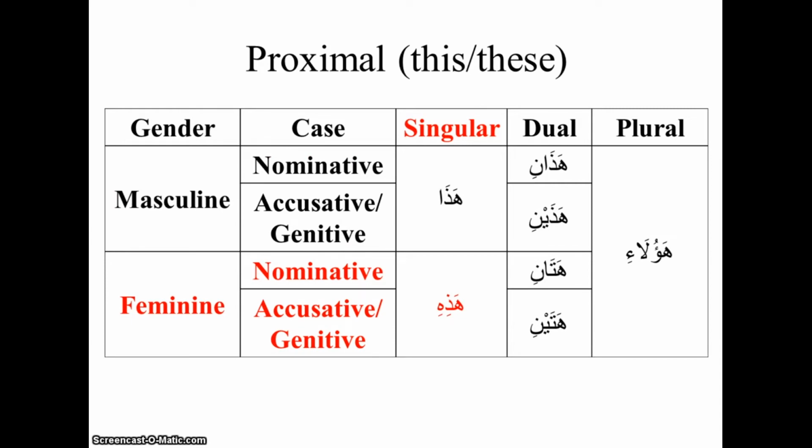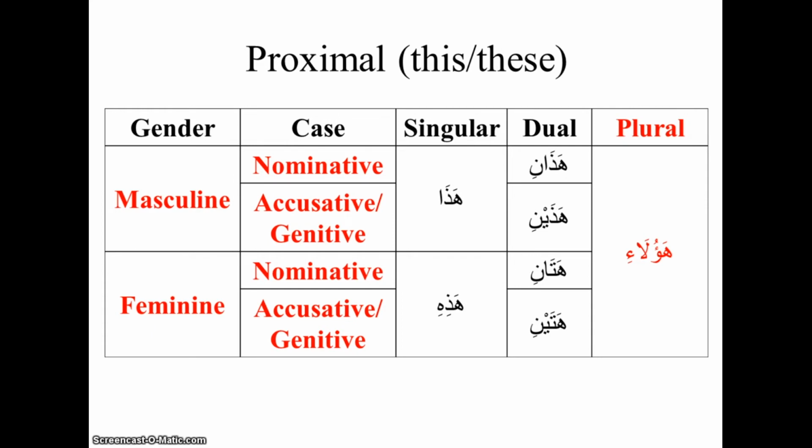The nominative, which is a case, masculine dual, is hadhani. The accusative genitive, which are also cases, masculine dual, is hadhaina. The feminine nominative dual is hatane. The feminine accusative and genitive dual is hataina. The plural, which does not differentiate in terms of gender or case, is haula'i.